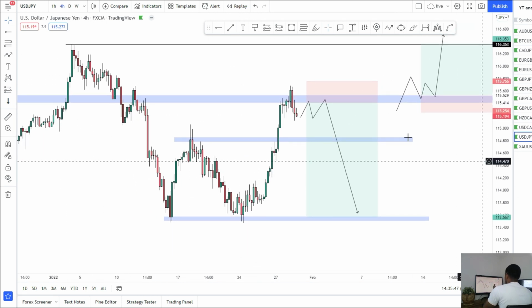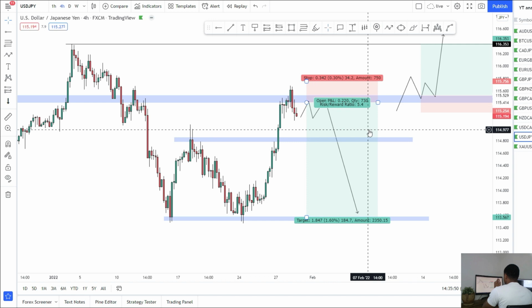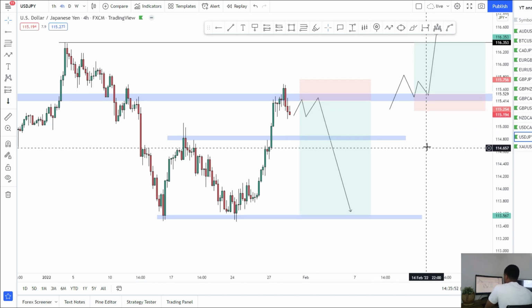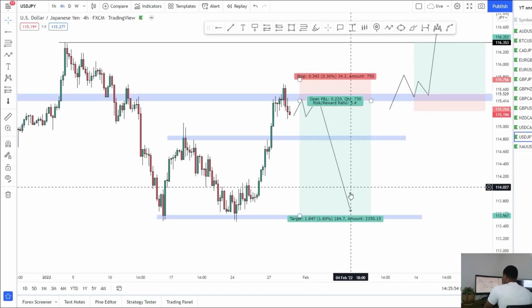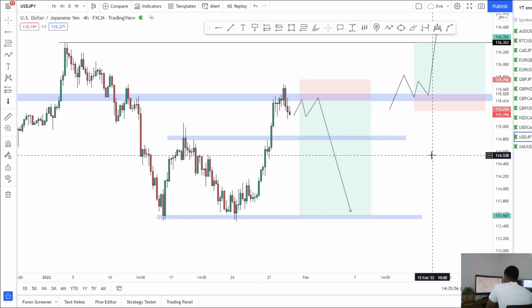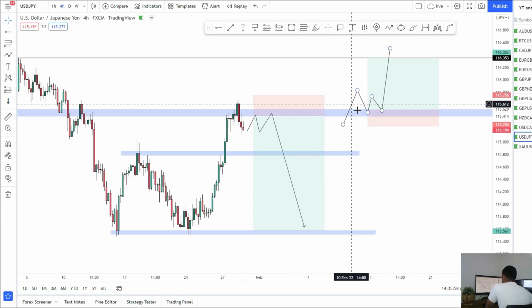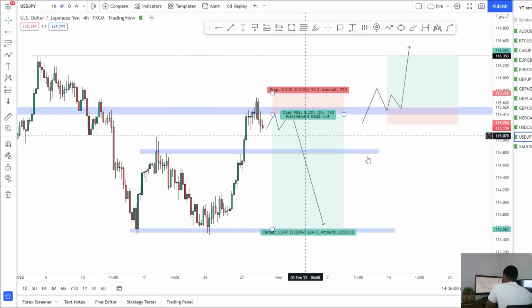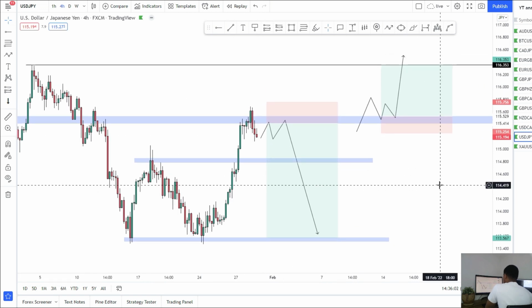So going to be focused on this level here, 115,500 for my bias. So far we're holding underneath, so potentially could roll over. We'll look to see what we get on Monday, but if we do break above or retest it, we're probably going to continue back to highs for next week for USD JPY.